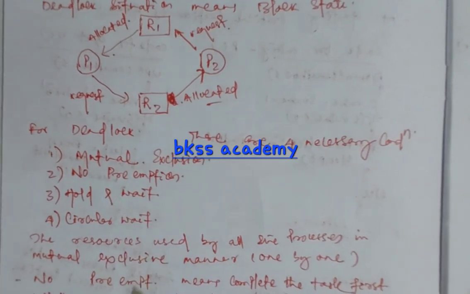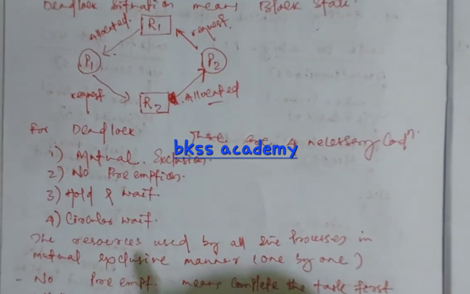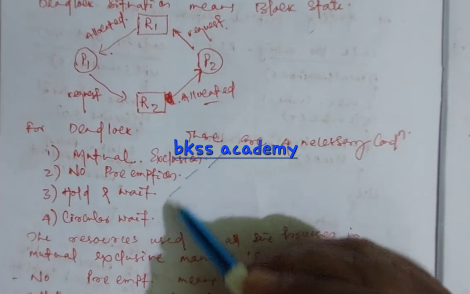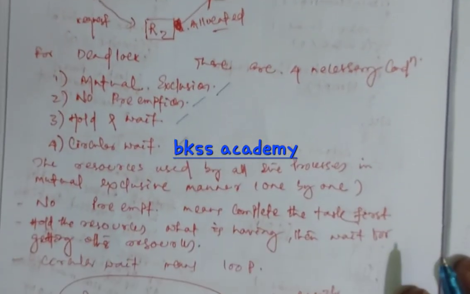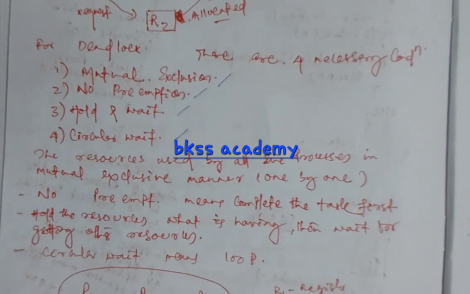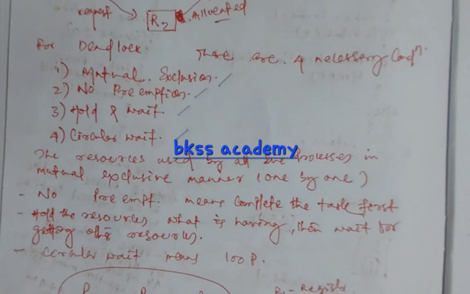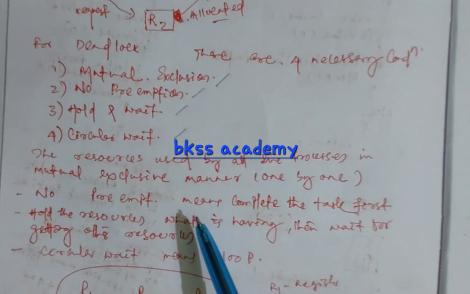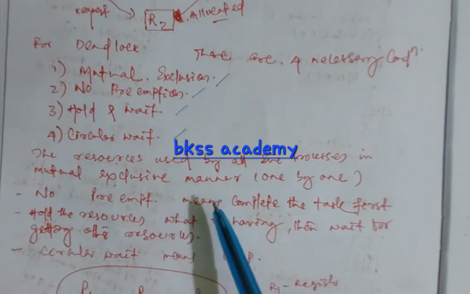For deadlock, there are four necessary conditions: mutual exclusion, no preemption, hold and wait, and circular wait. In mutual exclusion, the resources are used by all the processes in a mutually exclusive manner, that is, one by one, so that all the processes use the resources one after another.